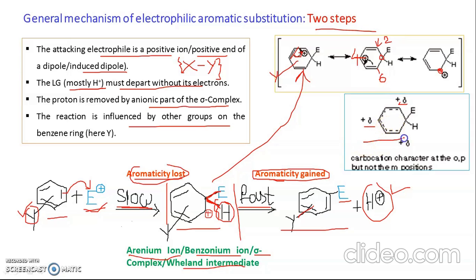So if we draw the average structure with the partial positive charge, this will be the nature. So carbocationic character will be at the ortho position. Ortho position means the 2 and 6 positions, and the para position is 4. But you will never find it at the meta position, that is these two carbons, 3 and 5. Okay.